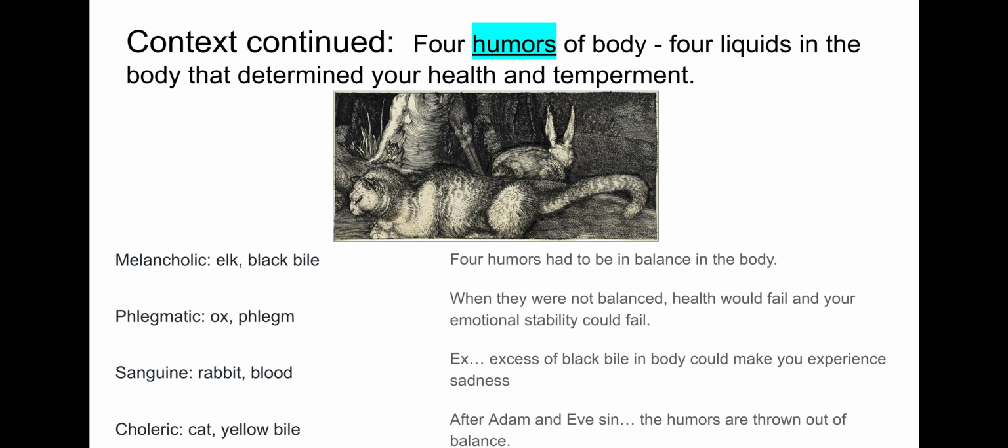So Albrecht Dürer represents those humors in the image that we're getting ready to look at with different animals. And I wrote them on the screen on the left. So the melancholic kind of black bile is symbolized by an elk. Phlegm is symbolized by an ox. The blood with the rabbit, which you can see in the image above. And then the cat symbolizes the yellow bile. So most of the animals in here represent the four humors of the body, and I would include that in your context.